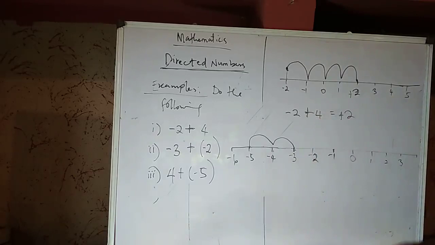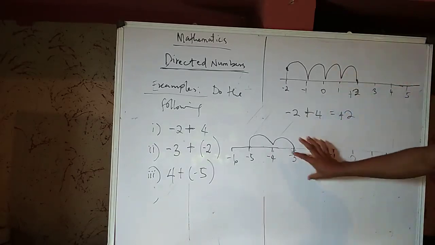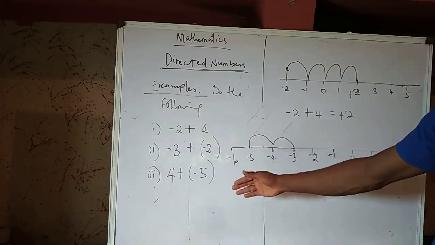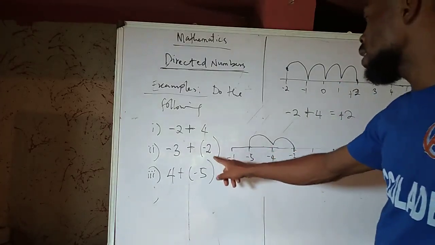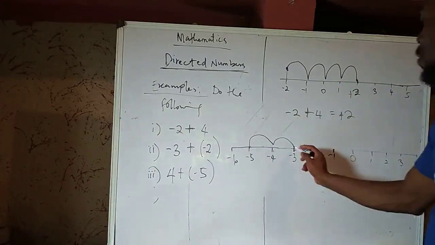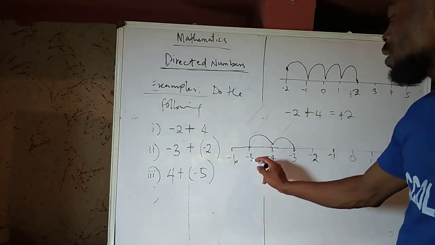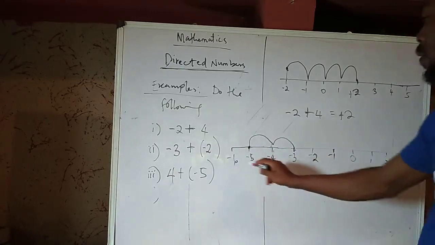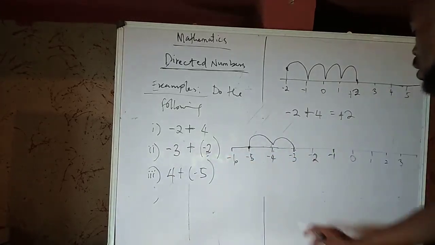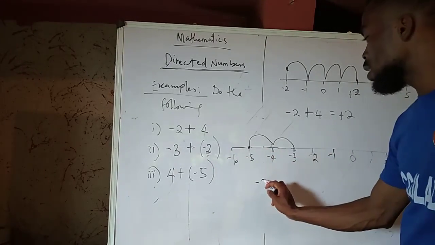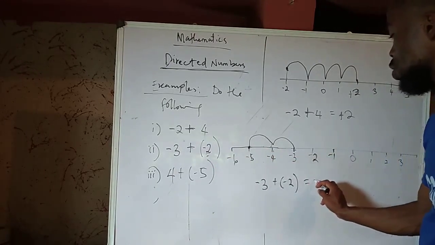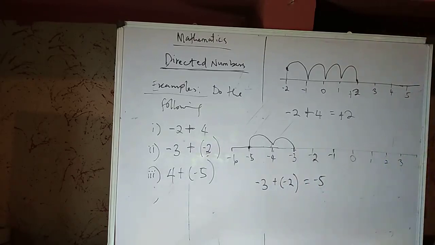because any number standing on its own is positive. Good. Then in this other case, I am moving to the left direction because I am adding a negative number. So I move 1, 2, and you see me landing at this point, minus 5. I am moving twice because this is 2. So this simply means that minus 3 plus minus 2 equals minus 5.